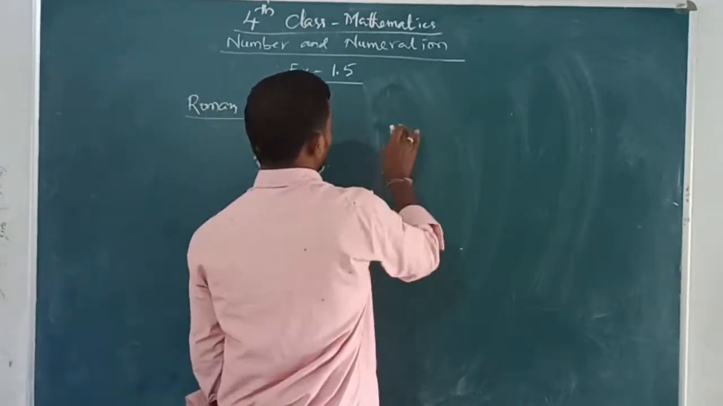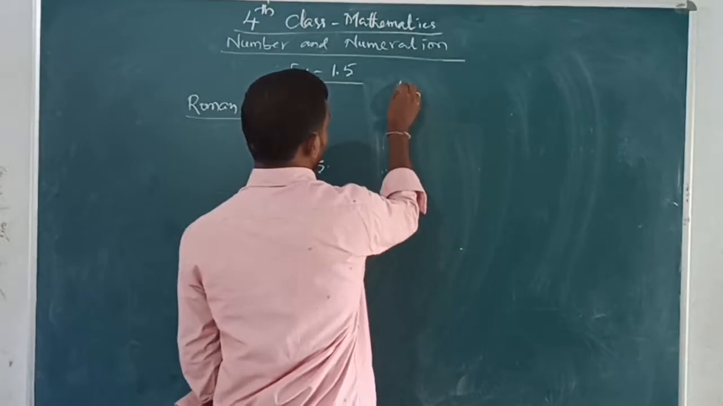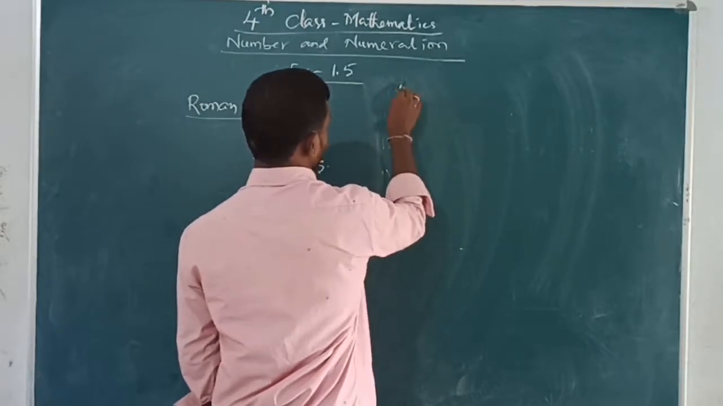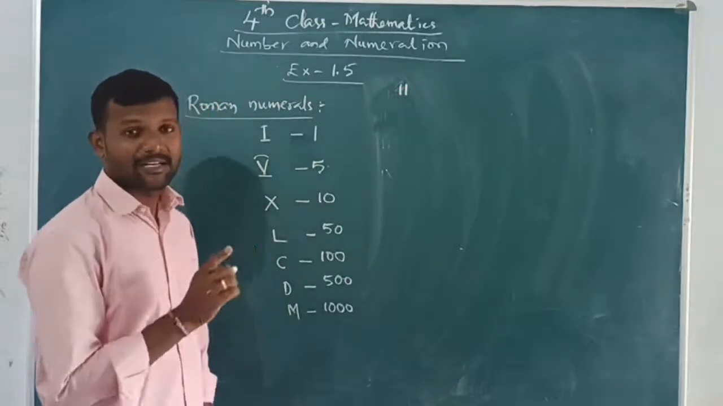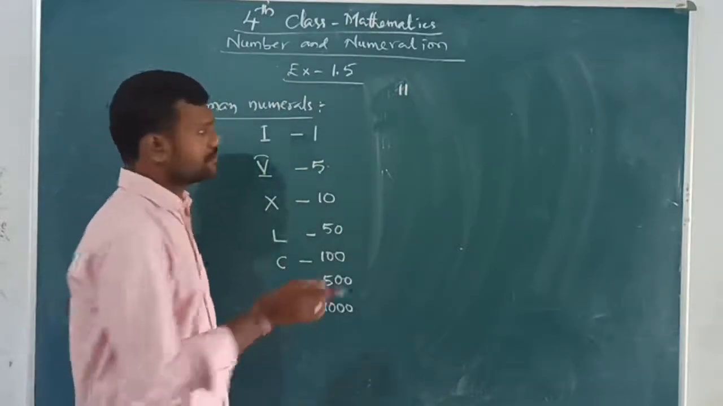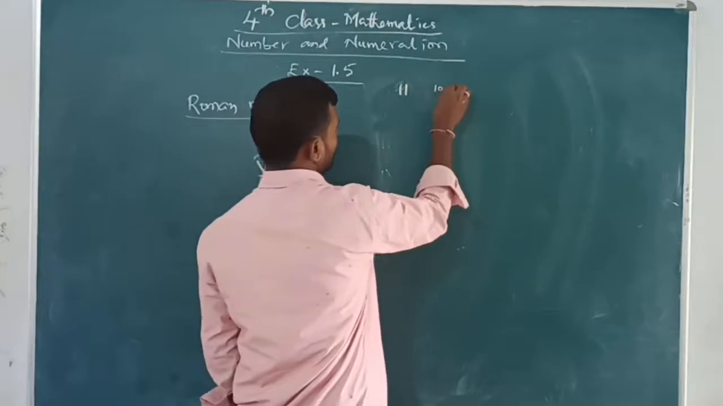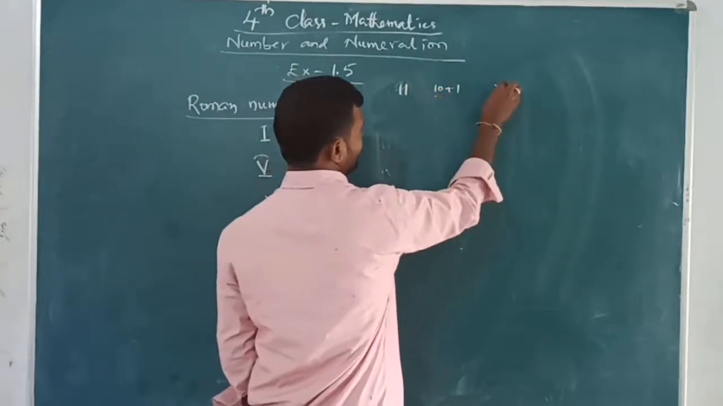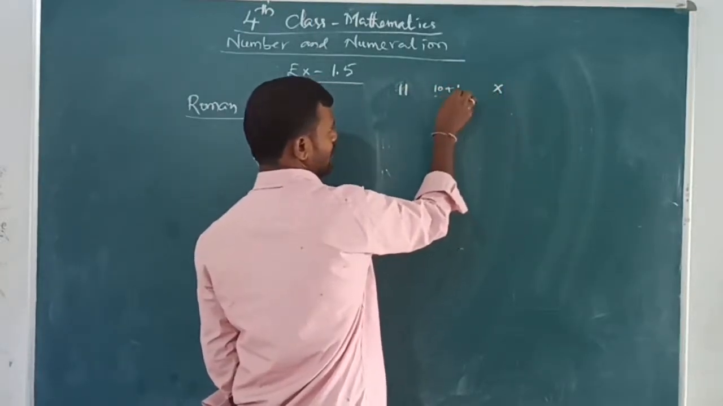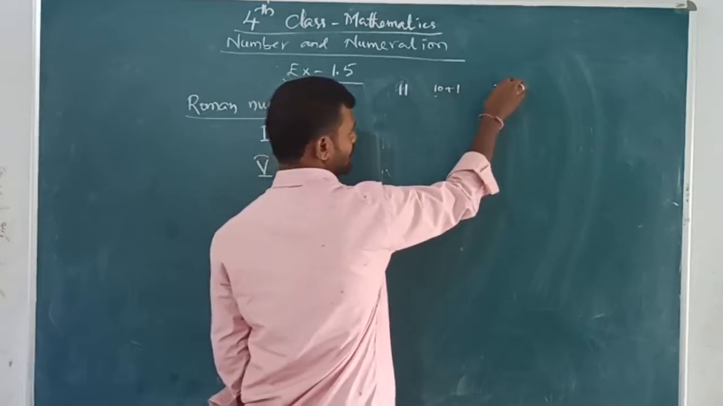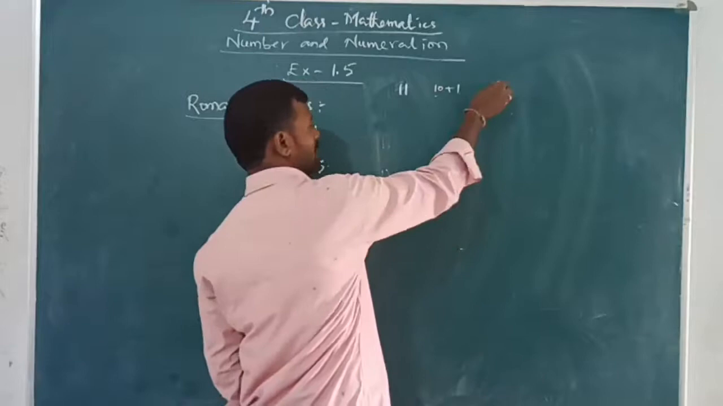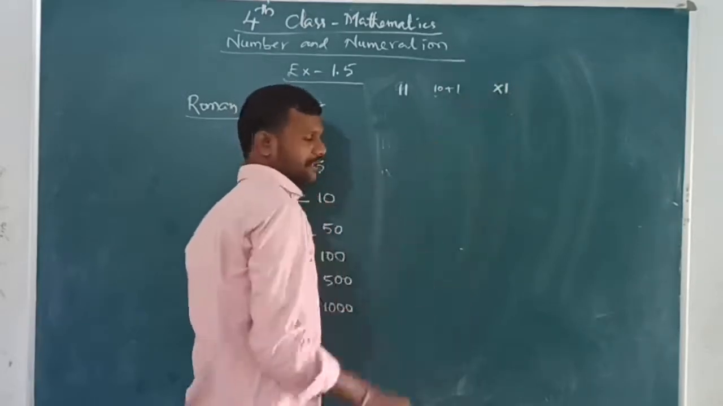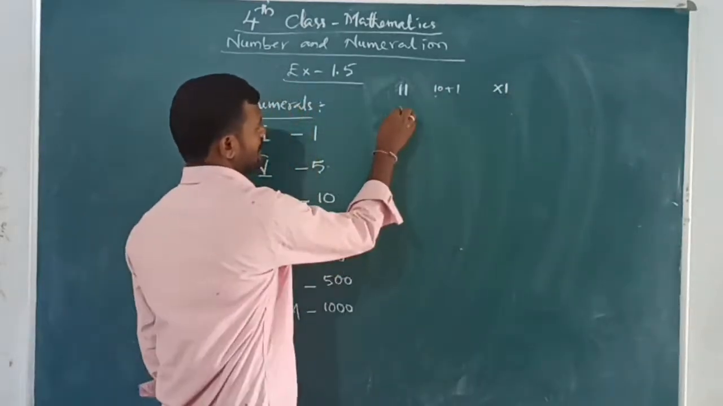So now, what will I write? 11. How will we get 11? 11 means nothing but 10 plus 1. 10 means X, and we are adding 1. Adding 1 means we have to write 1 on that side. If you are subtracting 1, we have to write it on this side. So 11 it is.